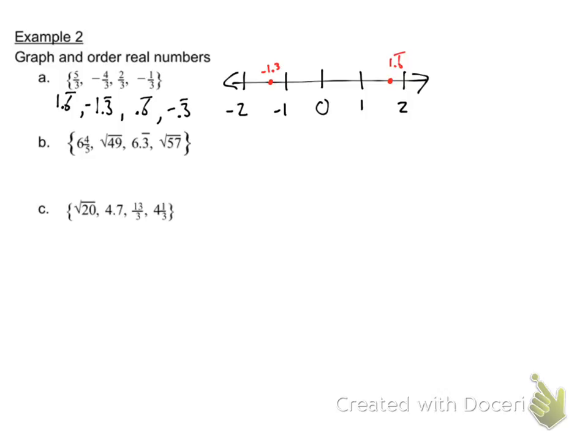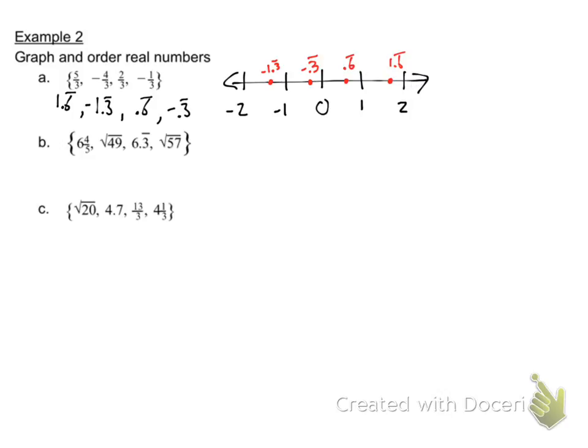.6 is just over halfway. 0.6 repeat. And the last point, -0.3. We now have our order, don't we? We've graphed them, and we have an order. Our order is right here: negative 1.3 repeat, negative 0.3 repeat, positive 0.6 and 1.6.